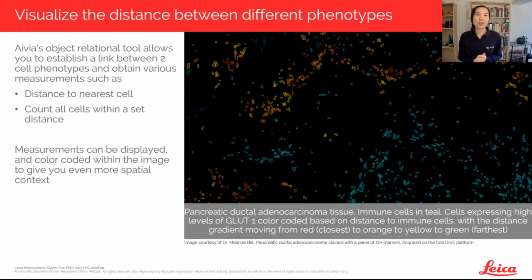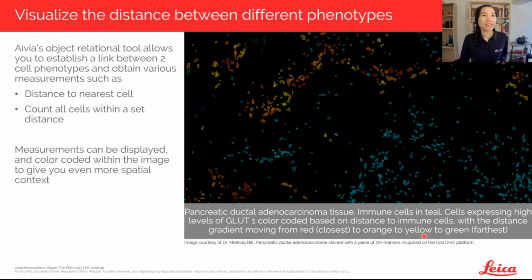One last thing to show you before the demo, Aivia's object relational tool, which allows you to establish a link between two different phenotypes and then obtain measurements such as distance to the nearest cell or count all the cells within a specific distance. Additionally, we can take these measurements and color code them in the image for a more visual representation of the data.